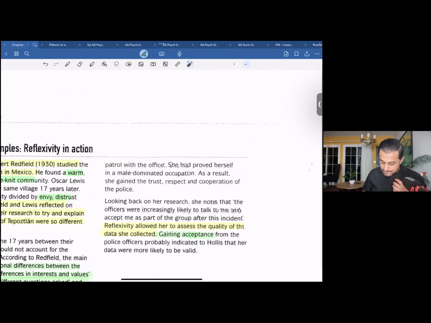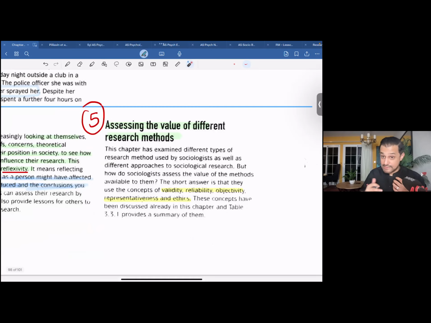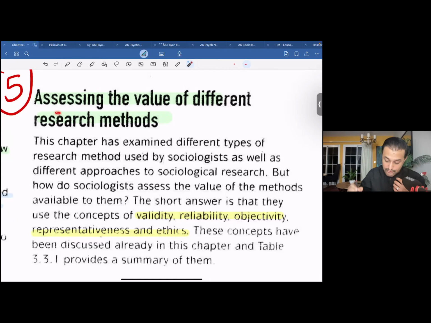Taking this ahead, the fifth factor after reflexivity is assessing the value of different research methods. Now, when we talk about assessing the value of different research methods, we have studied different types of research. We've spoken about different approaches to sociological research methodology. We have spoken about observations. We've spoken about interviews. We've spoken about questionnaires. We've spoken about secondary sources of data, primary sources of data. We've spoken about longitudinal studies.